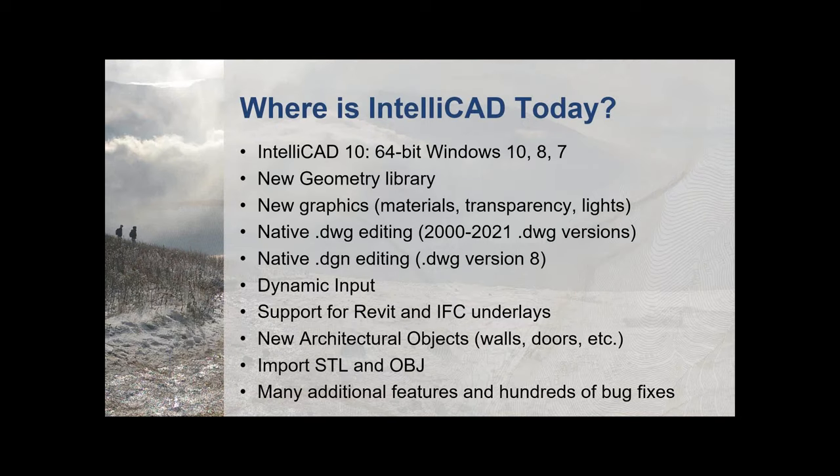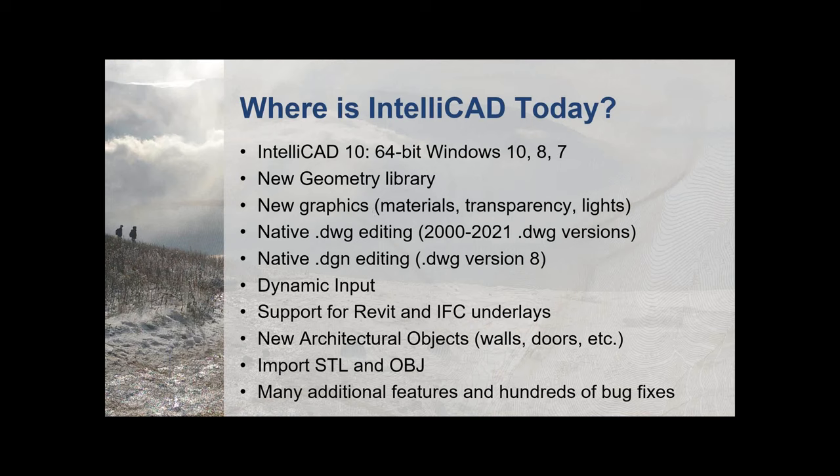So where is IntelliCAD today? Our latest release is IntelliCAD 10. It's a 64-bit Windows version that runs on Windows 10, 8 and 7. We have new geometry libraries, new graphics, and, of course, as Jennifer was mentioning, native DWG editing. We can open files all the way back from 2000 to 2021. We also have native DGN editing now, DGN version 8.